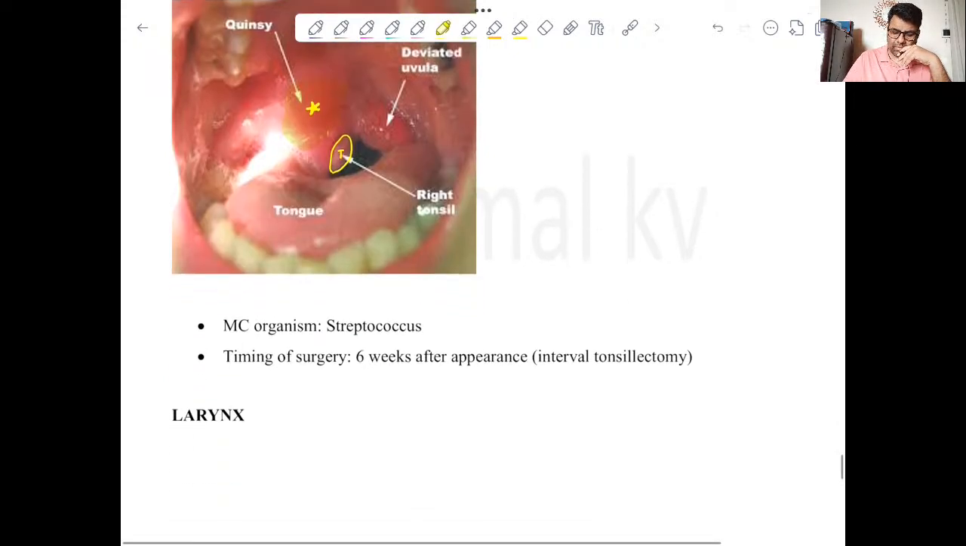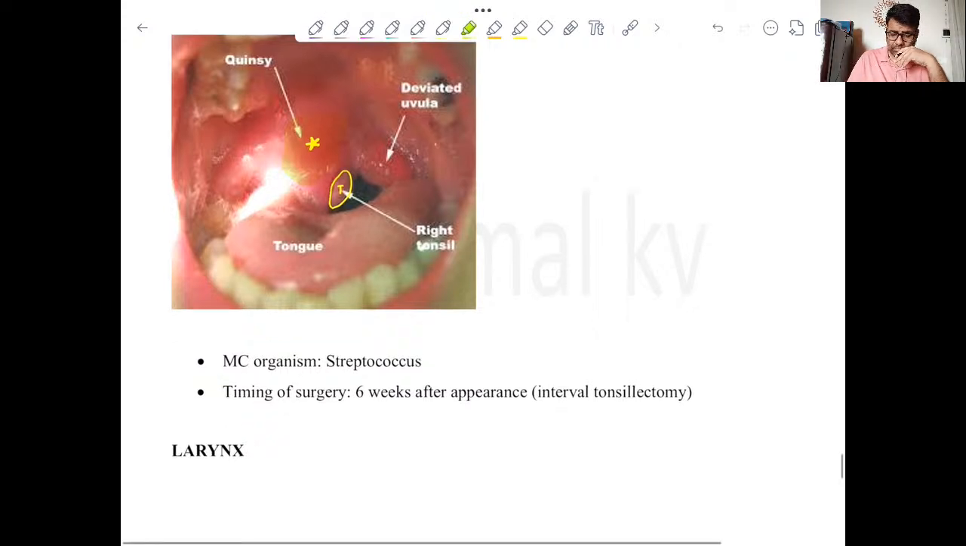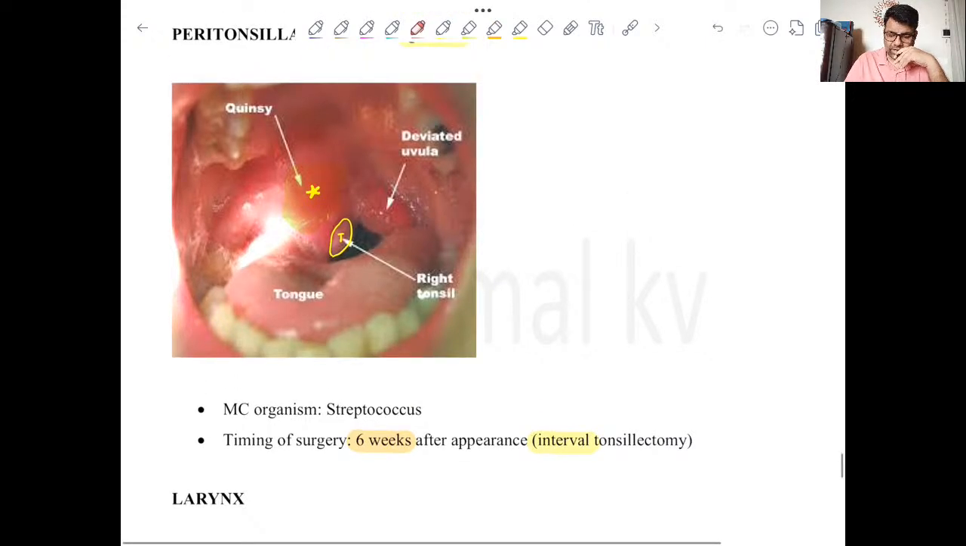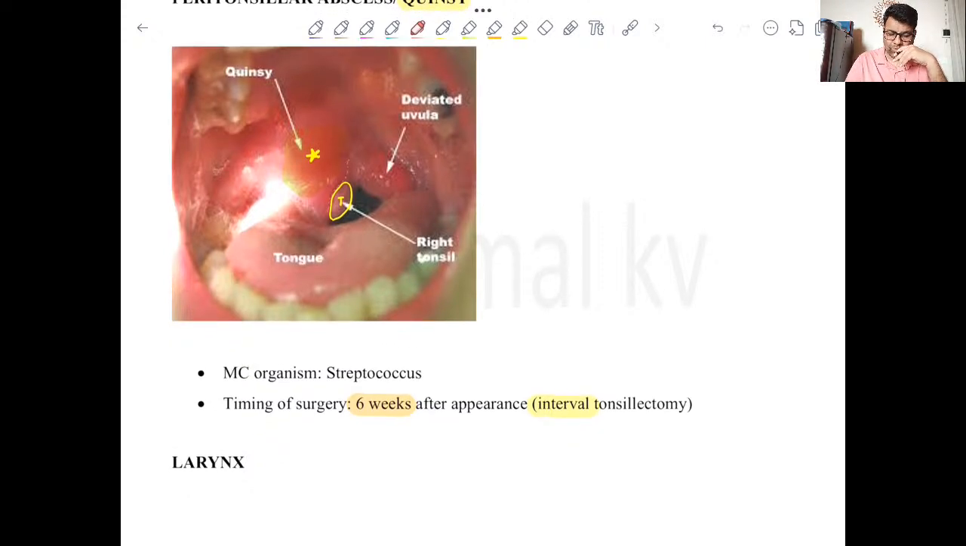Now it is usually because of streptococcus, but what we need to do, we will give antibiotics, or we can do I&D by Hilton's method. And if we plan to remove the tonsil, we should do it after a gap of 6 weeks, and that is known as interval tonsillectomy. So it should be done after 6 weeks. And here the surgery is quite easy because the abscess itself creates a plane for removal of the tonsil. So that's good in one way from a surgical point of view, right?